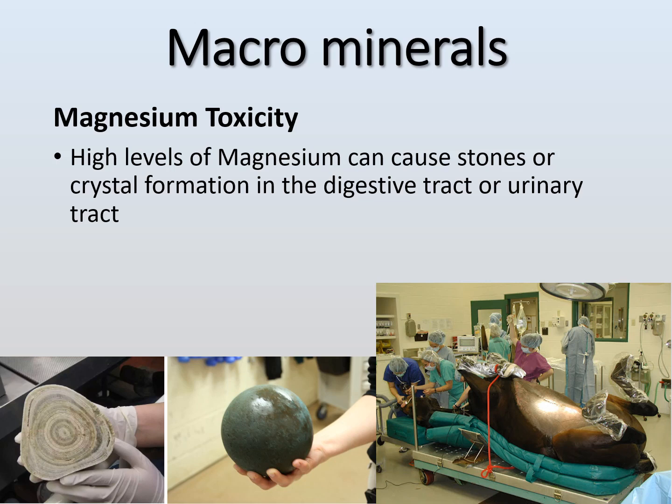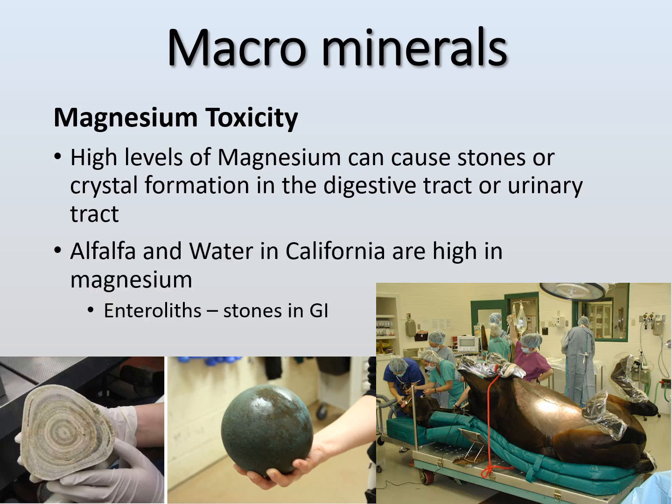Now we can also see magnesium toxicity, so too high levels of magnesium. And this can happen in certain areas where there's high levels of it in the grass as well, in the hays. And they can cause stones in the GI tract, especially in horses, and we'll talk a little bit about that, or crystal formation in the digestive and urinary tracts.